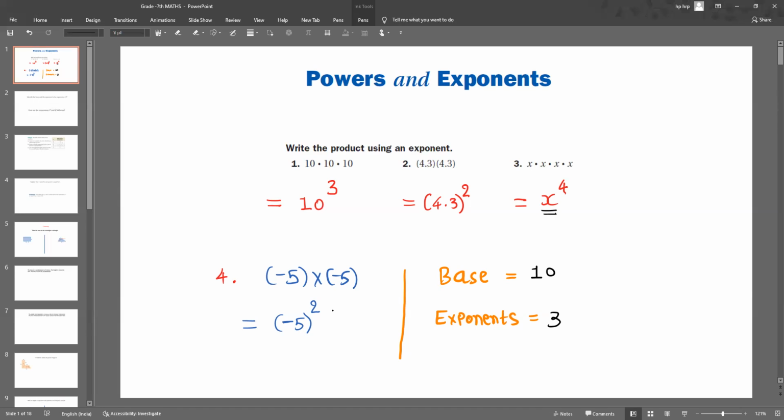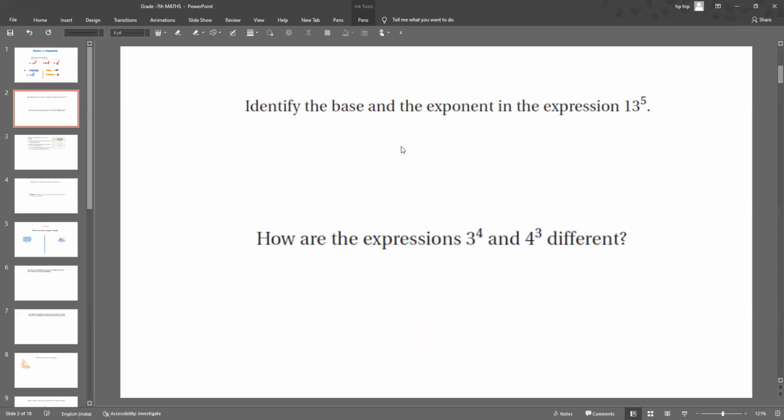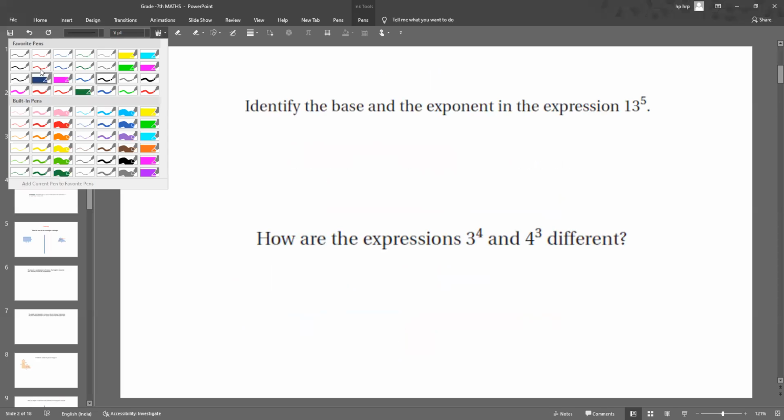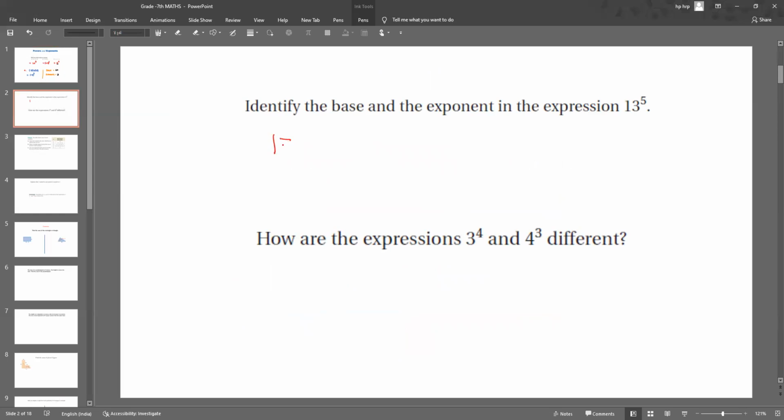Understand? Yes. Okay, if you have any doubt, you can ask me, and I will explain. Now, I have a few more questions regarding power and exponent. In this question we have to identify the base and exponent of the expression 13 raised to 5. In 13 raised to 5, which is our base and which is our exponent? The base would be 13 and the exponent would be 5.